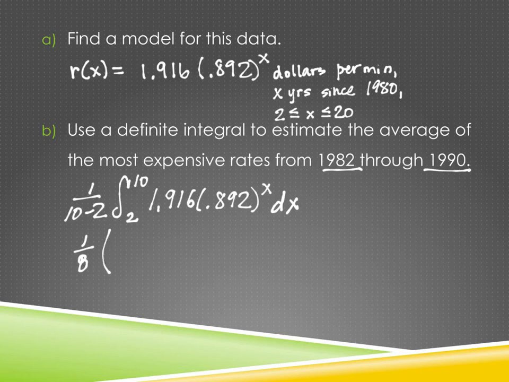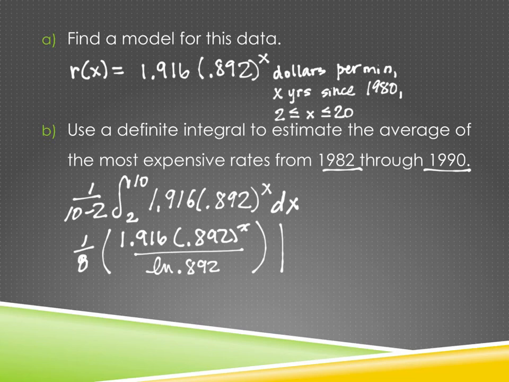The antiderivative should be the 1.916 times 0.892 to the x, and then we're dividing by the natural log of 0.892. That's my antiderivative. And I'm supposed to be evaluating from 10 down to 2. It's already in Y1 in your calculator, so you can either look at it from a graph point of view and do second trace, or you can go back to your regular screen and do Math 9, function Y1 from 2 to 10.